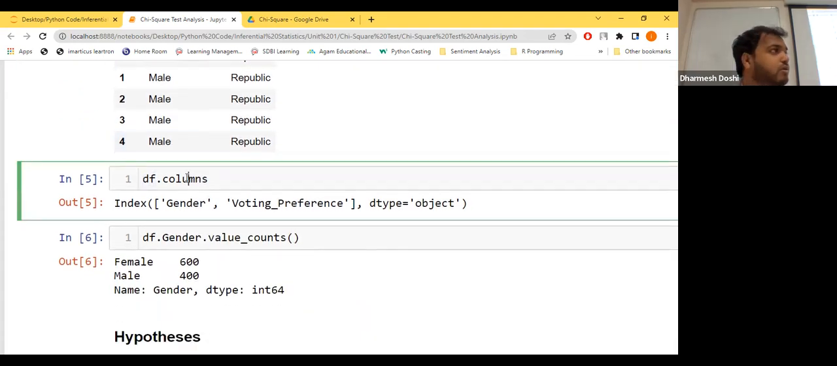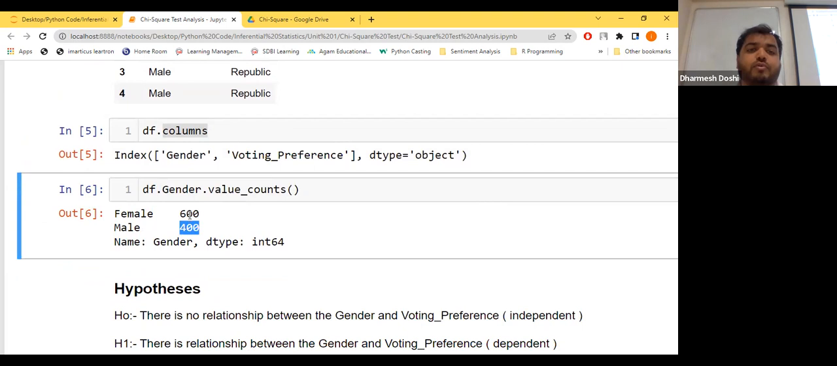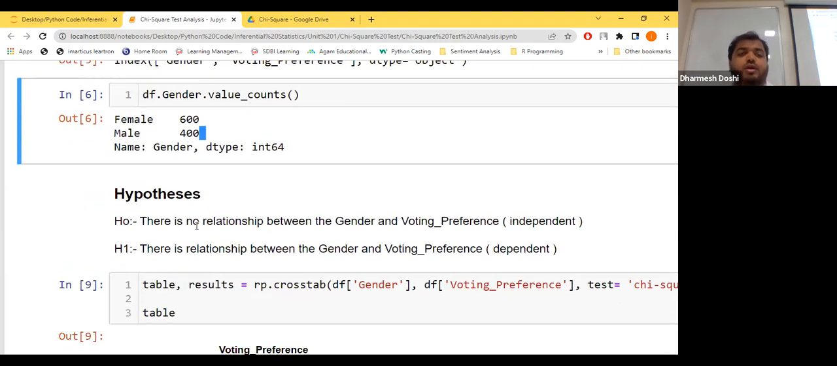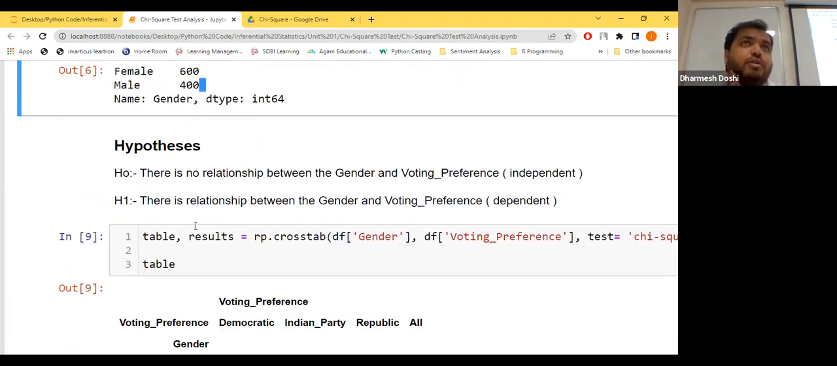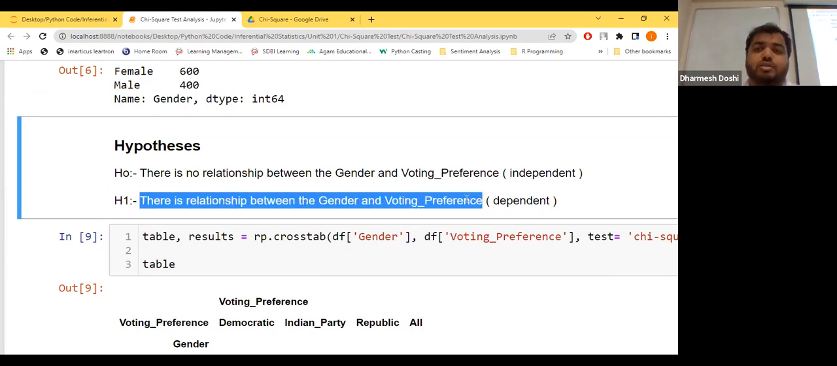df.columns: gender and votings. Two columns we have. How many females we have? Male 600. Female 600, male 400. Here, as I said, association means relation. So we assume that there is no relation between gender and voting preference. In H1, there is a relation. Relation means they are dependent.